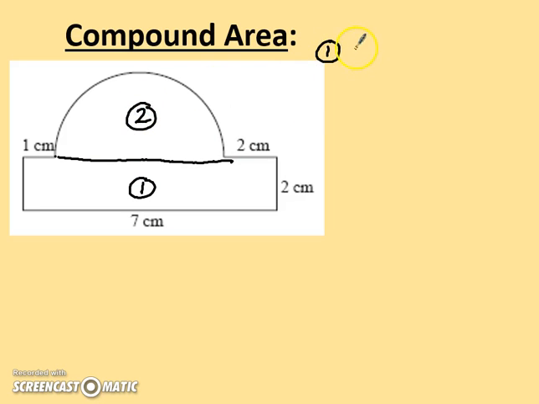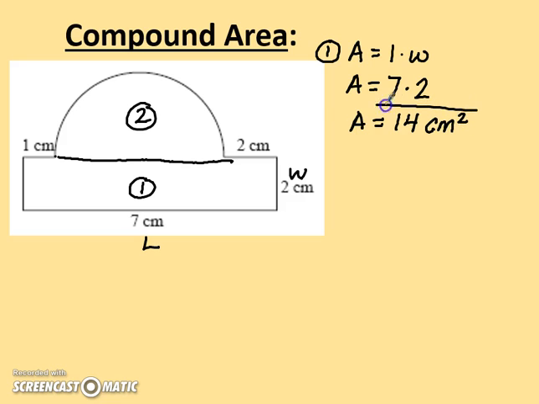So for part 1, we have a rectangle. Area equals length times width for a rectangle. This rectangle is 7 centimeters long and 2 centimeters wide. So our area is 7 times 2, which is 14, and that would be square centimeters. Now I'm not finished, that's just the rectangle. I now need to do the half circle.